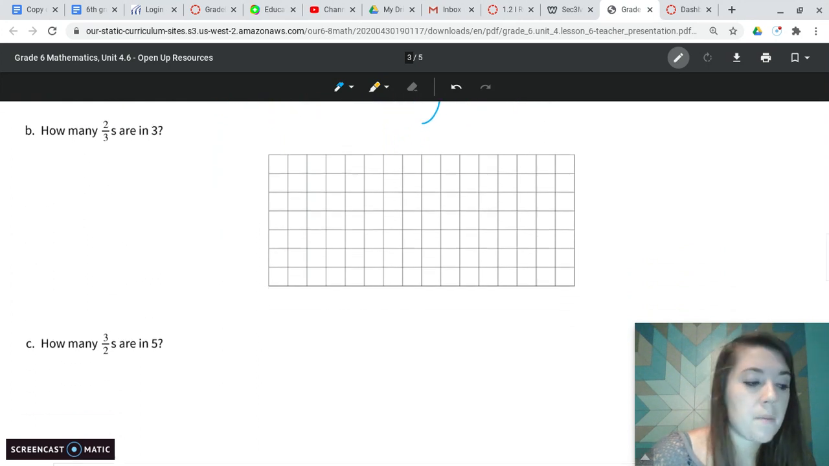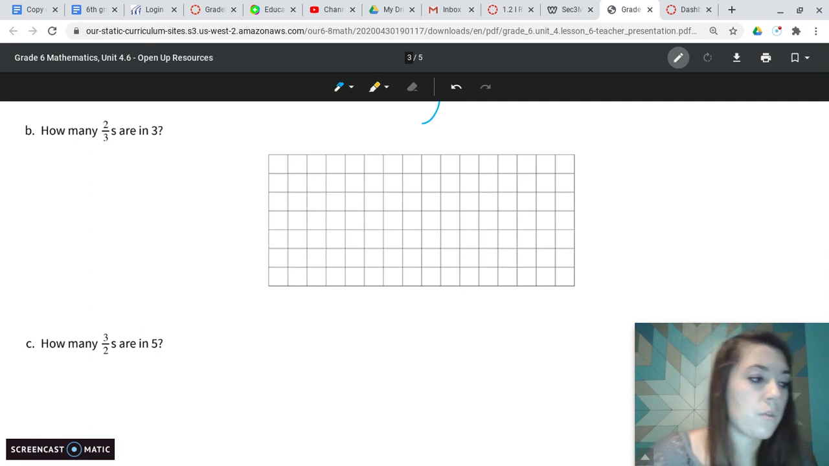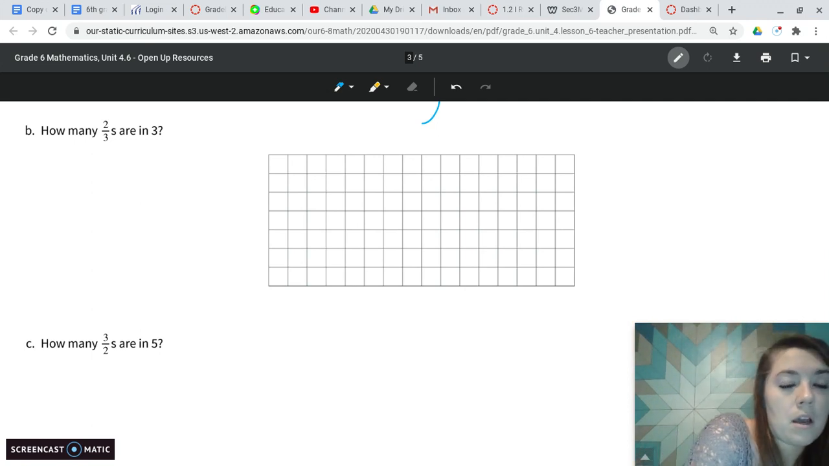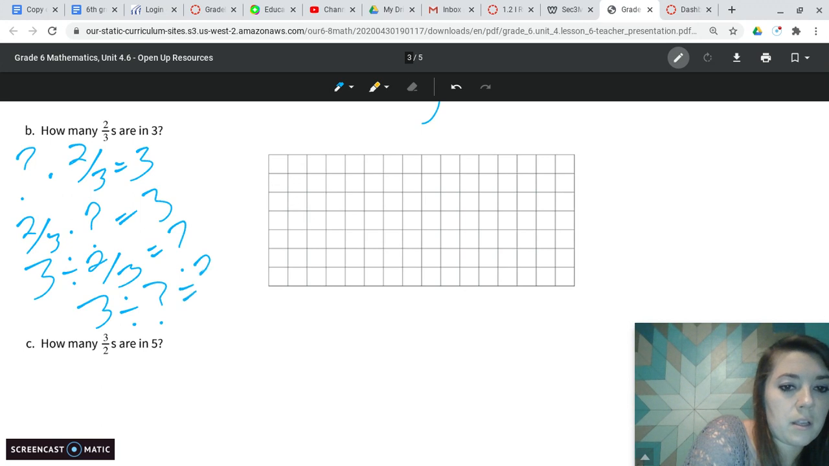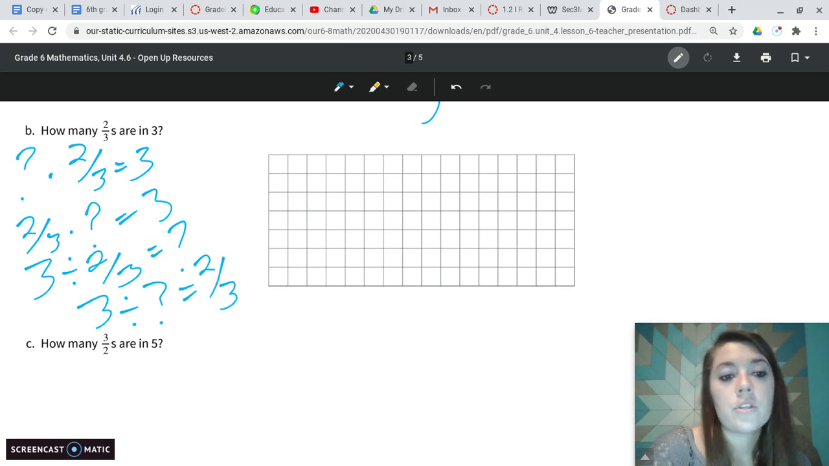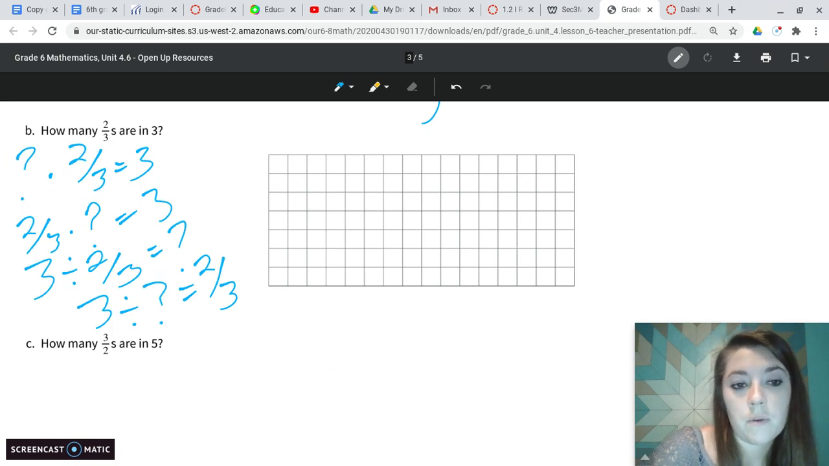All right, the next one. How many 2/3 are in 3? So let's start with our equations. We'll have question mark times 2/3 equals 3. We'll have 2/3 times question mark equals 3. 3 divided by 2/3 equals question mark. And 3 divided by question mark equals 2/3. So there are 4 different equations because we can always switch things around within an equation.